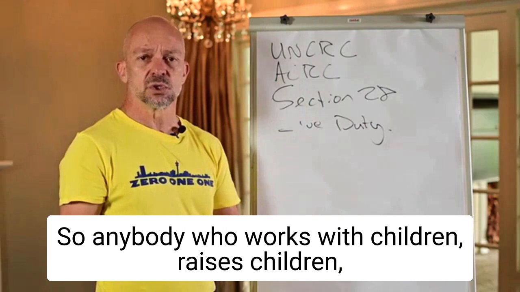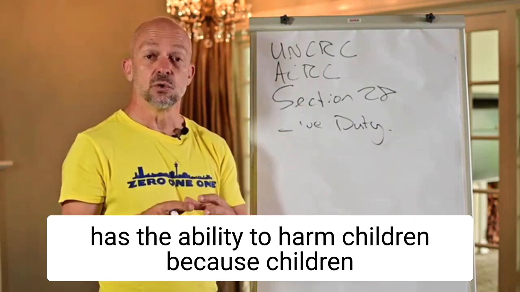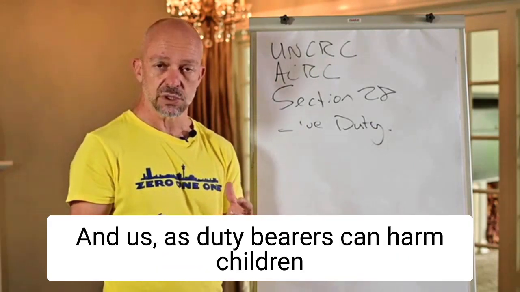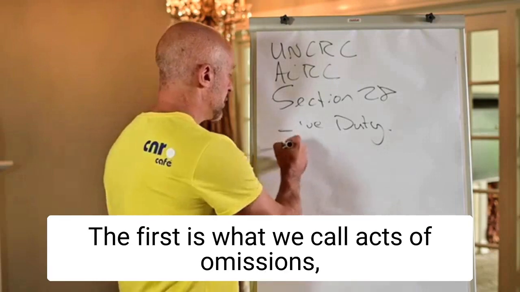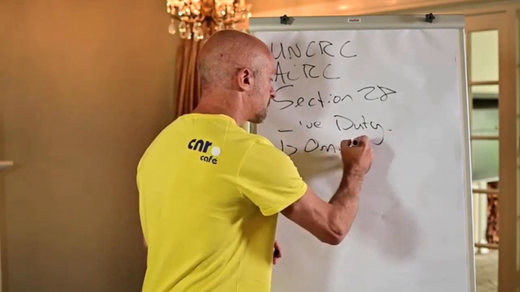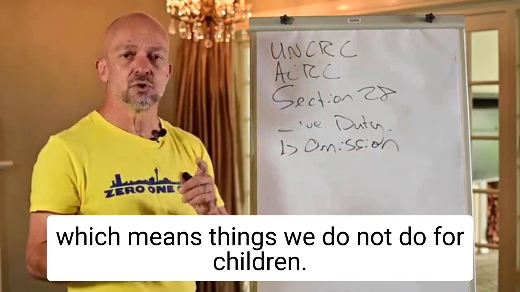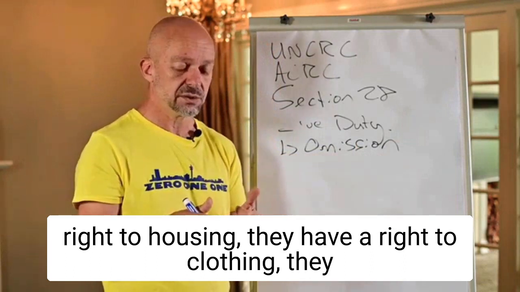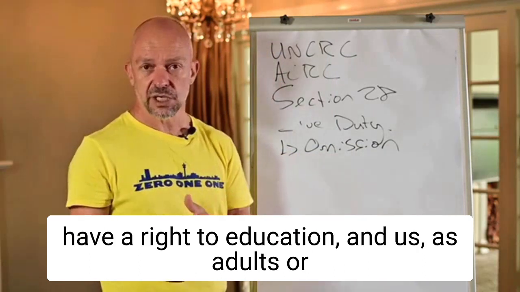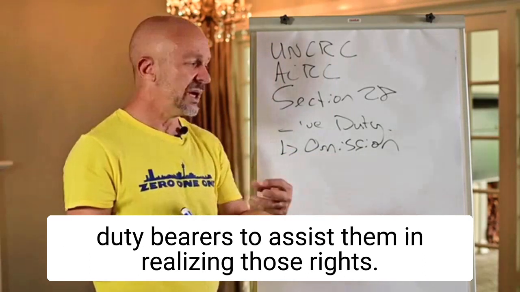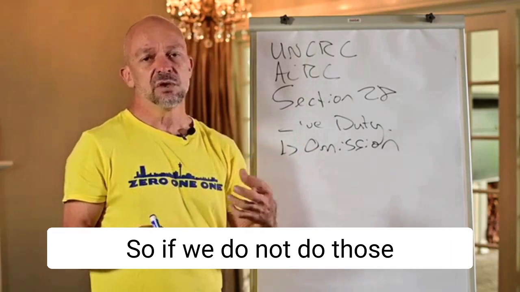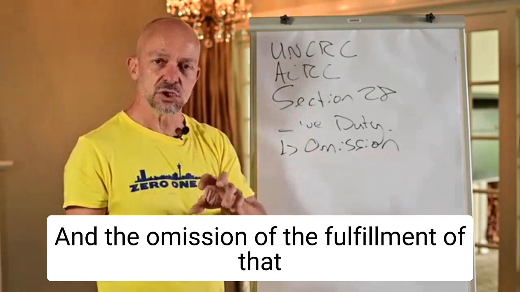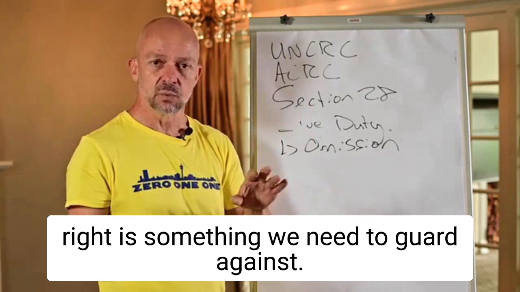So anybody who works with children, raises children, has the ability to harm children, because children are in the care of adults and us as duty bearers can harm children. And we can harm them in two ways. The first is what we call acts of omission, which means things we do not do for children. So children have a right to food, they have a right to housing, they have a right to clothing, they have a right to education, and us as adults are duty bearers to assist them in realizing those rights. So if we do not do those things, it is something we haven't done, and the omission of the fulfillment of that right is something we need to guard against.